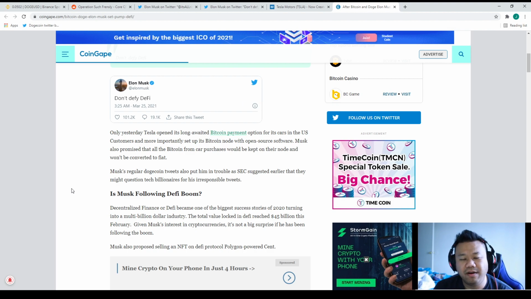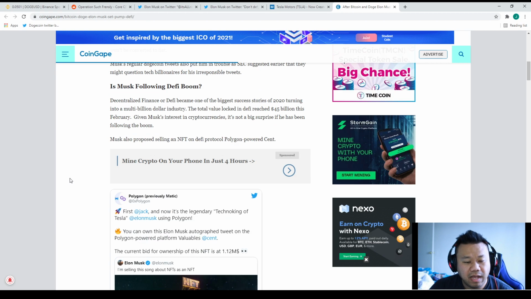If you look in the IRS tax code, but anyway, is Musk following a DeFi boom? Decentralized finance, or DeFi, became one of the biggest success stories of 2020, turning into a multi-billion-dollar industry. The total value locked in DeFi reached $45 billion this February. Given Musk's interest in cryptocurrencies, it's not a big surprise if he has been following the boom. I mean, that makes sense, right?